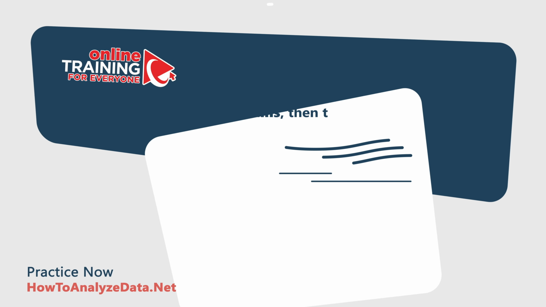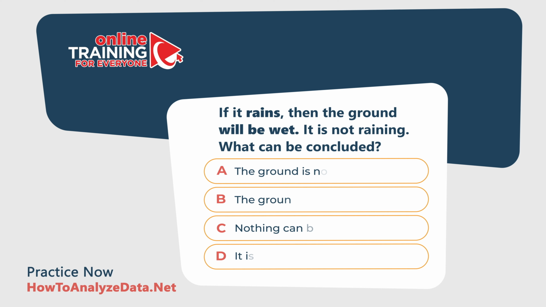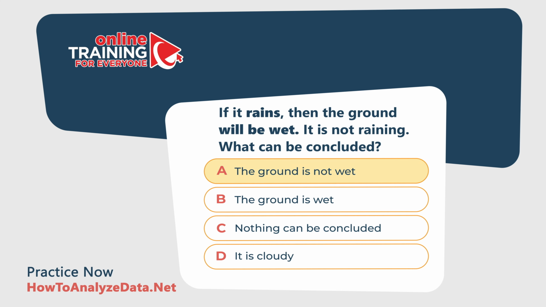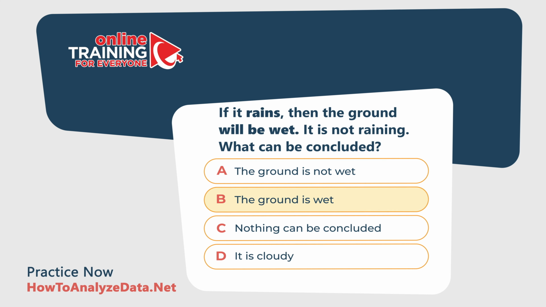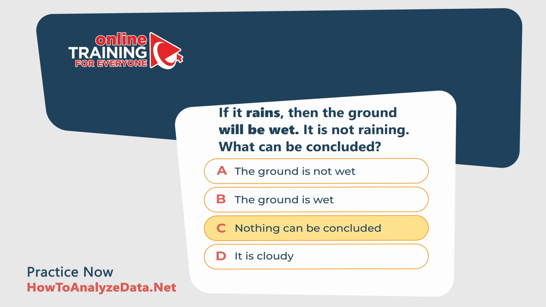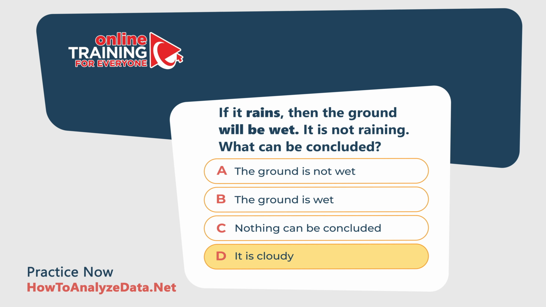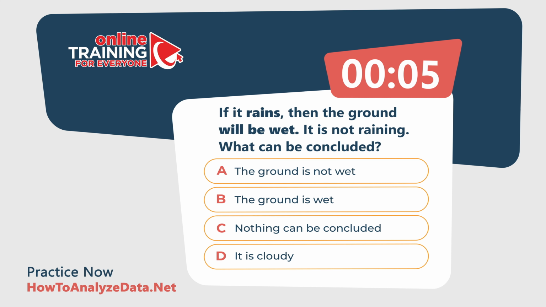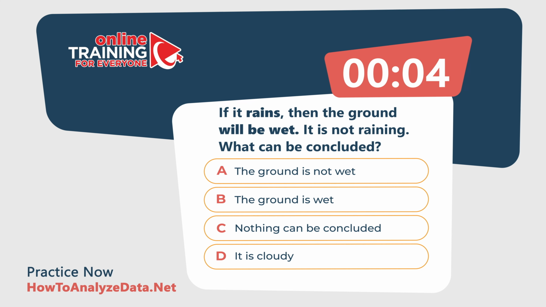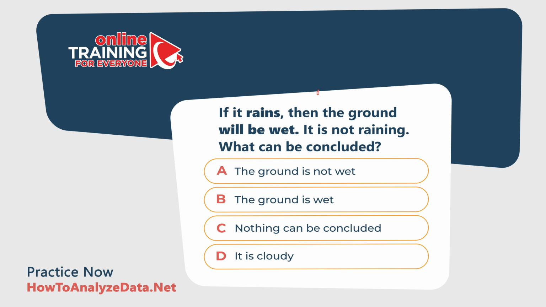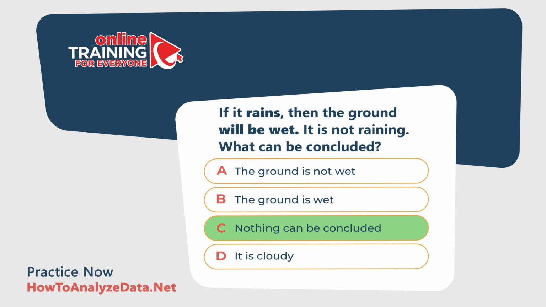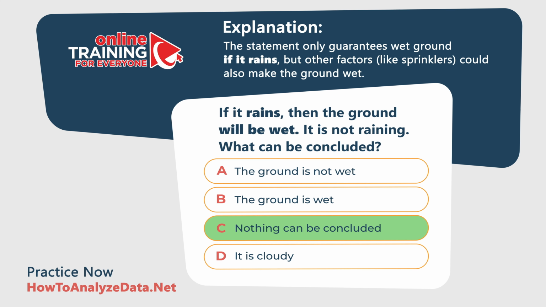If it rains, then the ground will be wet. It is not raining. What can be concluded? A. The ground is not wet. B. The ground is wet. C. Nothing can be concluded. D. It is cloudy. Correct answer is C. Nothing can be concluded. And here's why. The statement only guarantees wet ground if it rains, but other factors like sprinklers could also make the ground wet.